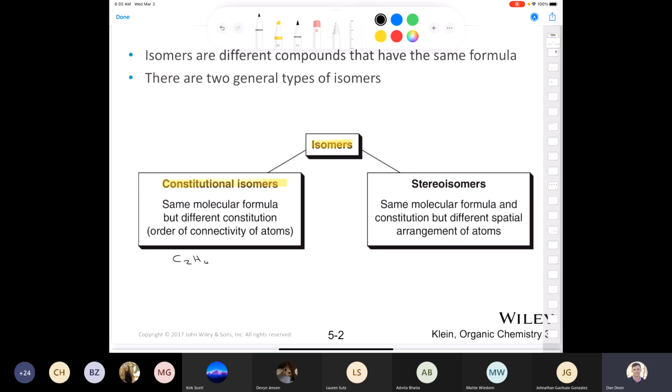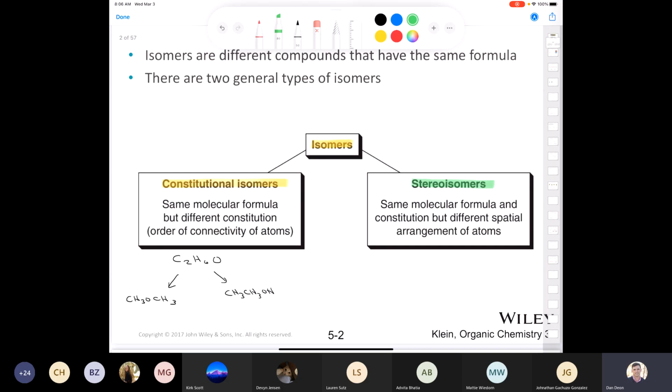If you have the formula C2H6O, you can either have this, which is ethanol, or you could have dimethyl ether. So again, the two molecules are made out of the exact same atoms, but they are different molecules, right? One of them is an alcohol and the other one is an ether. So these molecules have different physical properties, different melting points, different boiling points, different densities. They react differently. But in this chapter, we're going to be concerned with what are called stereoisomers.